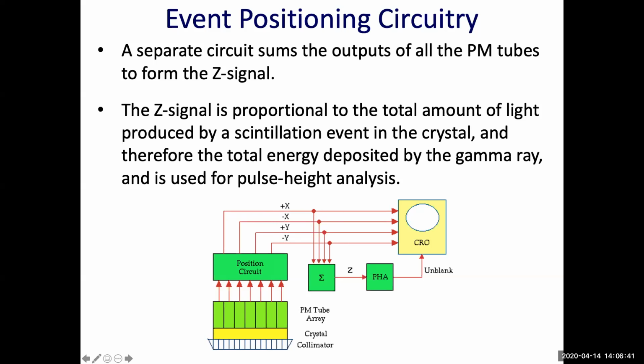Okay, then these position signals are fed to what's called the summation circuit, which adds up the four position signals, X plus, X minus, and so on, to generate what's called the Z signal. The Z signal is proportional to the total amount of light produced in the scintillation event in the crystal, and therefore the total energy deposited by the gamma ray, and is used for pulse height analysis. We're going to discuss this later. So this Z is proportional to the energy of the incident photon and the number of events occurring inside the crystal.